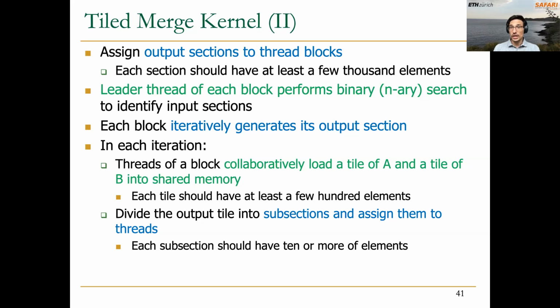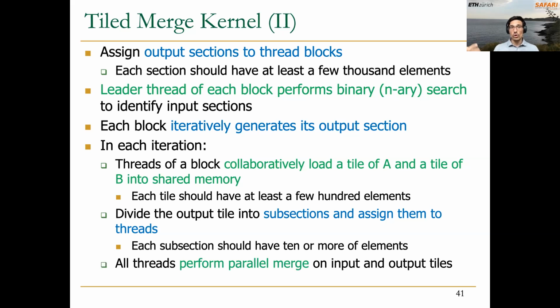Next, we divide the output tile into subsections and assign them to the threads. Each subsection should have at least a few tens of elements such that each thread can work with them. But as you see, we are dividing the output into sections that are assigned to the different thread blocks. Then we divide each of these output sections into tiles. We calculate the values in the output tiles using input tiles in shared memory from A and B. And inside each thread block, we also divide the tiles among the available threads so that each thread can perform a sequential merge. This way, all threads perform sequential merge operations in parallel using the elements of the input tiles.